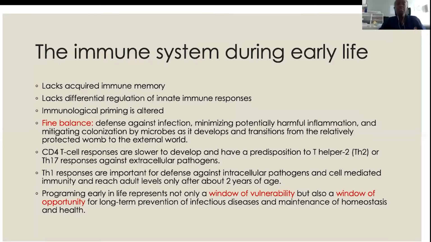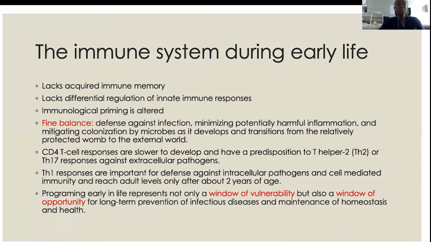So, specifically, the immune system during early life. This is where a baby has been born. So you have a neonate up until about 2 years, because that's when most of the maturation takes place of some of the cells of the immune system. You'll notice that there tends to be a lack of acquired immune memory, and a lack of differential regulatory responses. Just as a reminder, the immune system has the innate arm and also the adaptive arm, and that's what we're referring to here.